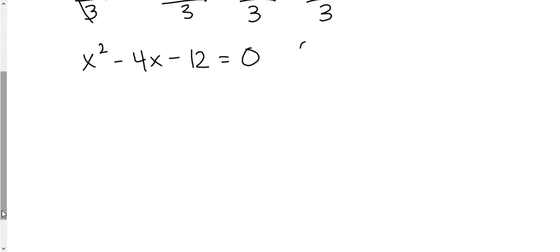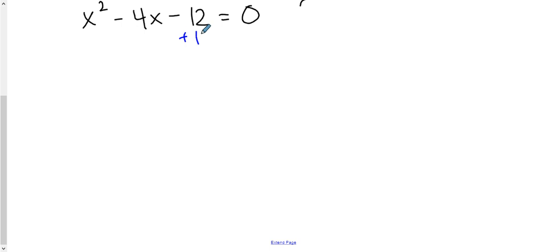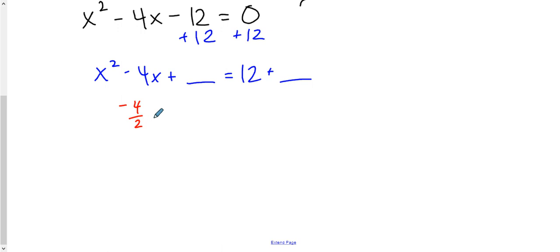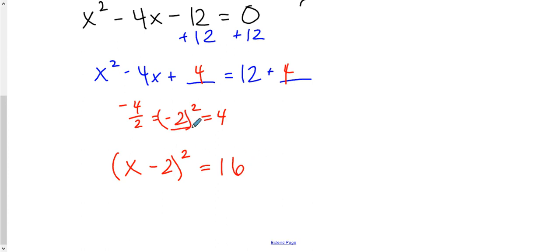All right, so we start by moving that 12. That gives me x squared minus 4x plus blank equals 12 plus blank. I take my middle number, -4, divide it by 2, which is -2, and then I square it, which gives me 4 on both sides. I rewrite. I have x minus 2 squared equals 16. Again, it's the number before you square it, and then you combine these and bring that down.